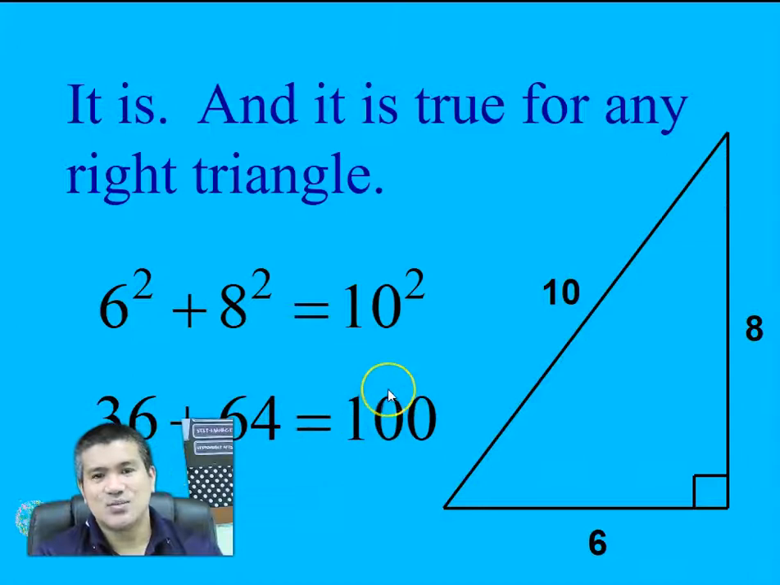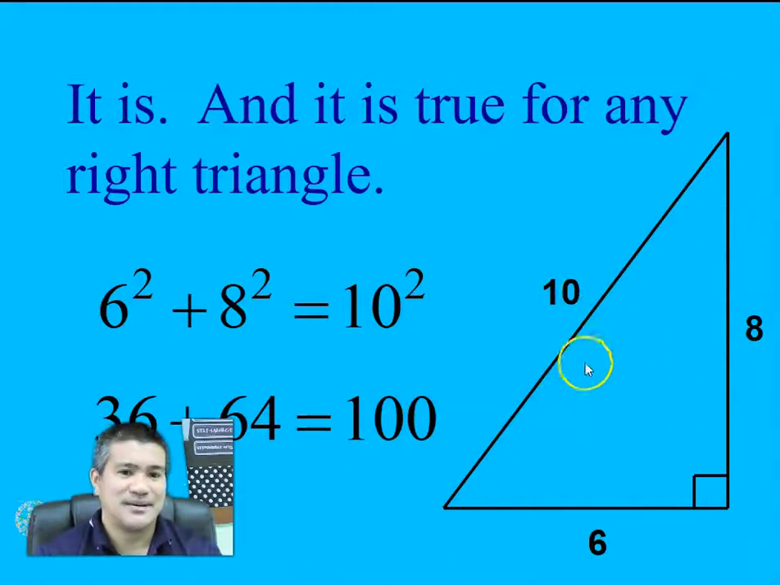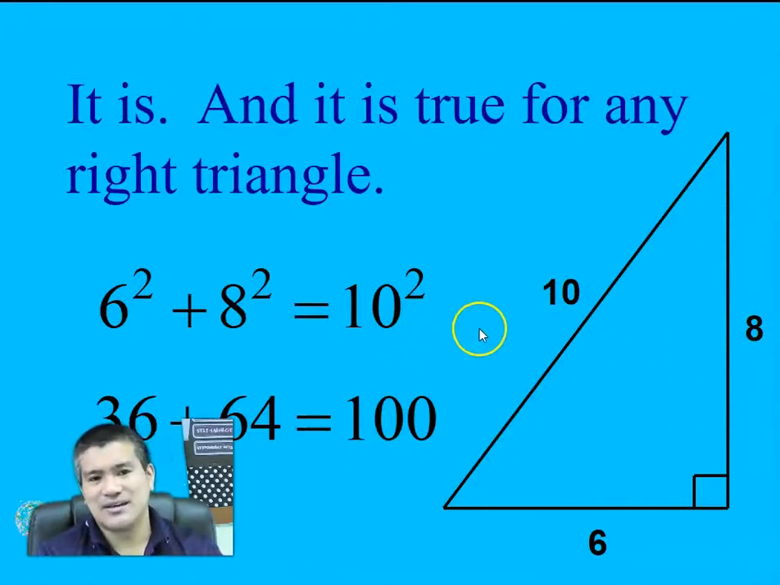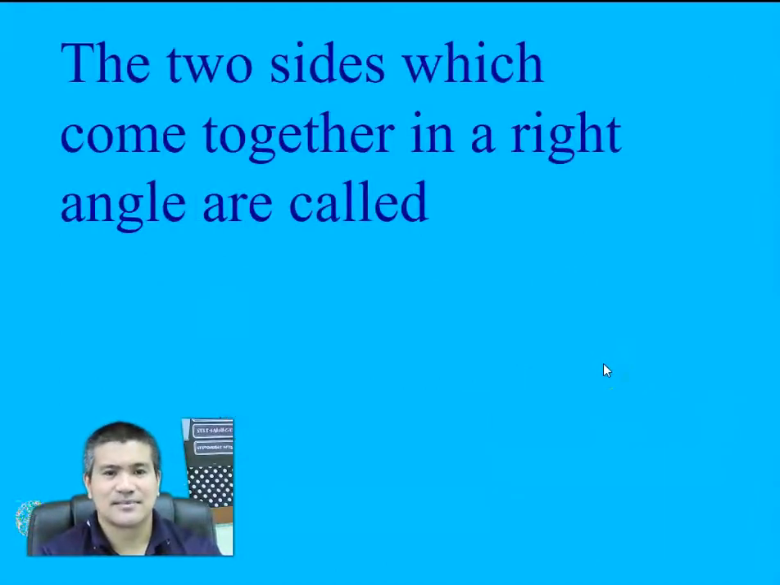As you can see in this one, we have a triangle with sides 6, 8, and 10. Again, you add the squares of the two legs, 6 and 8, and it must be equal to the square of the other side: 36 plus 64 must be equal to 100. So is it true? Is it a right triangle? It is proved that this one is a right triangle.